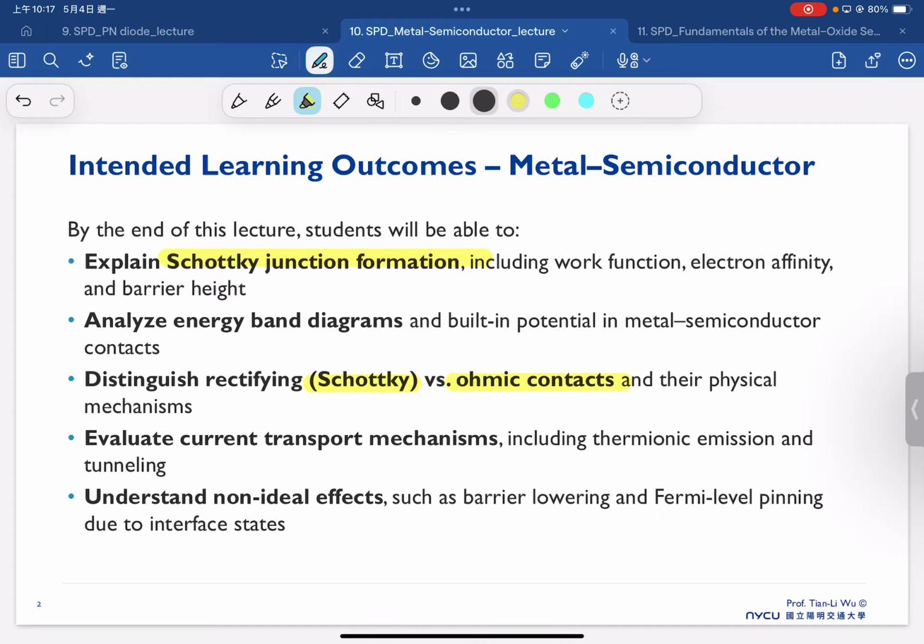Once we have this metal-semiconductor junction, the current transport across it is very important. So we need to understand the general case, for example, thermionic emission and also tunneling. And finally, some non-ideal effects, for example barrier lowering and Fermi-level pinning, that will in the end influence our metal-semiconductor characteristics.